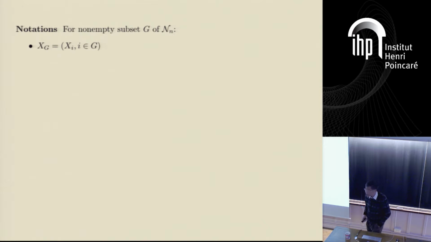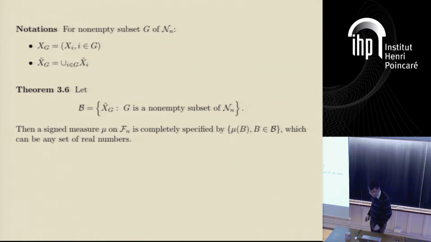Here are some very simple notations. We use G as some non-empty subset of the set of all indices. X sub g, now without a tilde, we are talking about random variables. X sub g is the collection of random variables xi, i in g. X tilde g is the union of xi tilde, i in g. The construction of the I-measure mu star is actually based on this theorem.